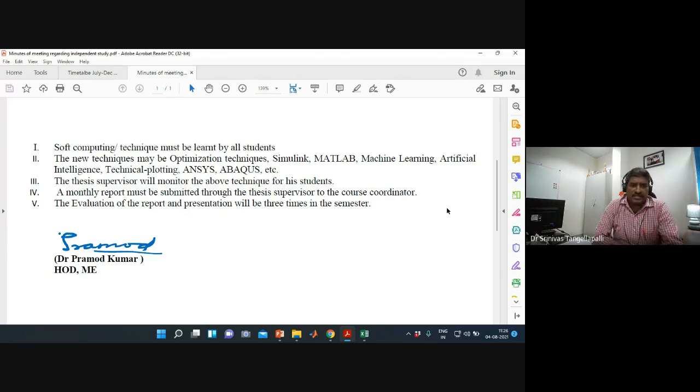The first one is that soft computing techniques must be learned by all the students. See, this independent study, the name itself is saying we have to equip ourselves with the skills. So instead of solving a separate problem or a separate mini project, what we are assuming is that you already engage with projects. So what efforts or inputs you may apply to solve your project?